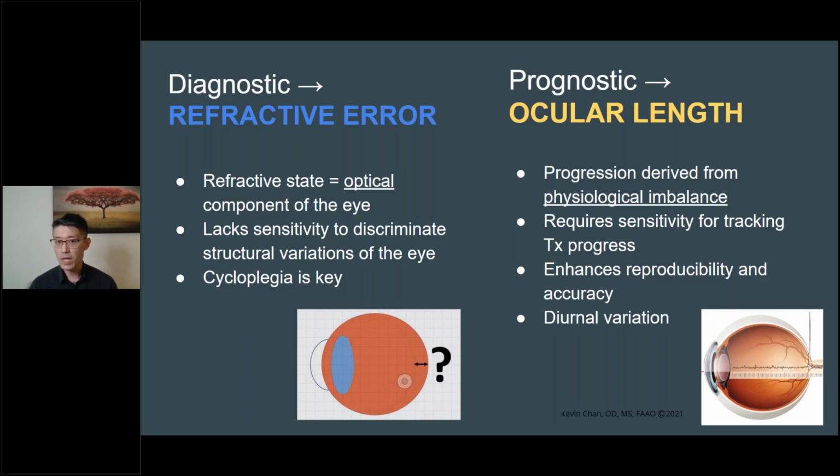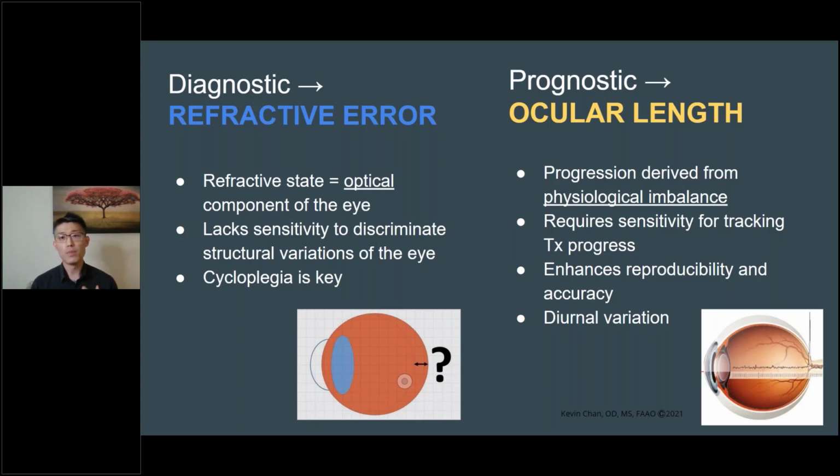The BHVI recently put out a little schematic diagram helping practitioners understand how we can use this terminology a little bit better. Essentially, refractive error could be a diagnostic tool for us to understand how the eye changes in diopter, but it lacks the sensitivity to discriminate structural variation of the eye. And in order to quantify how refractive error changes, we typically recommend practitioners use cycloplegic refraction as the objective measure. If you don't do it, there's probably a lot of variation and the result can be skewed.